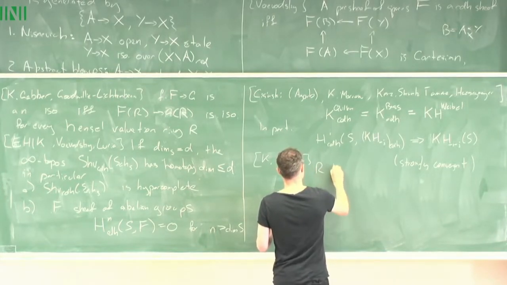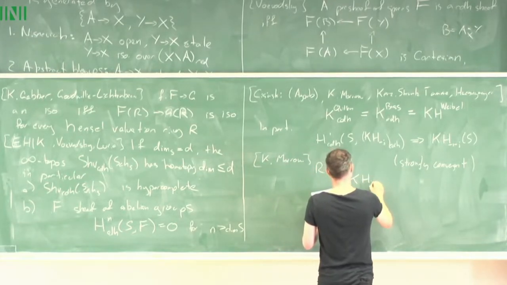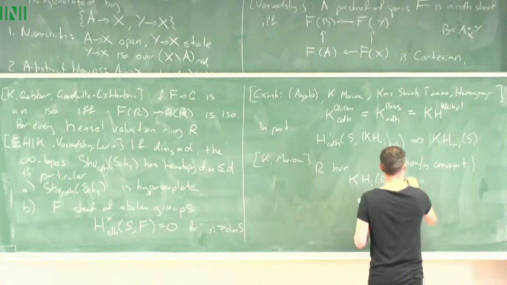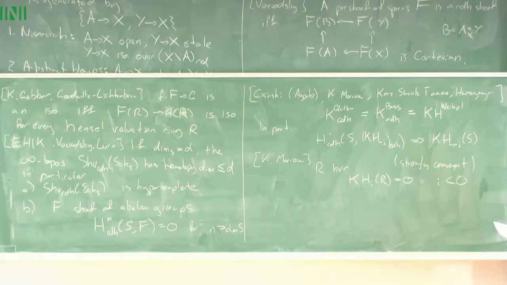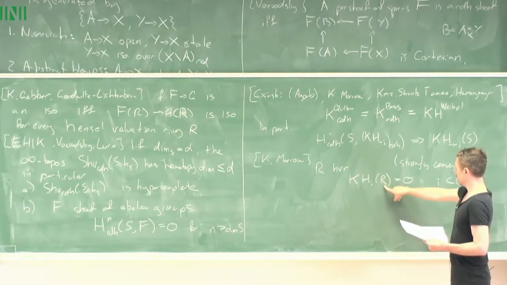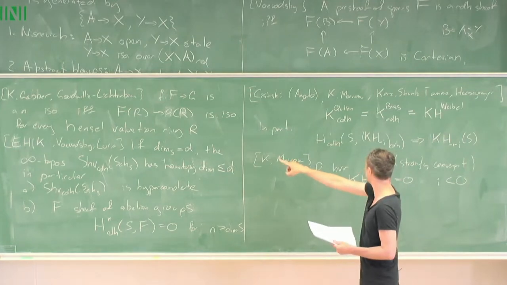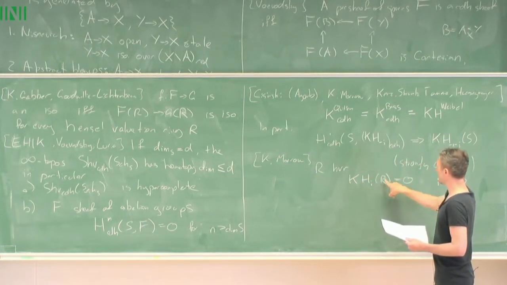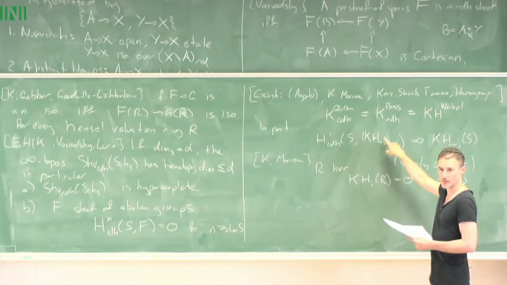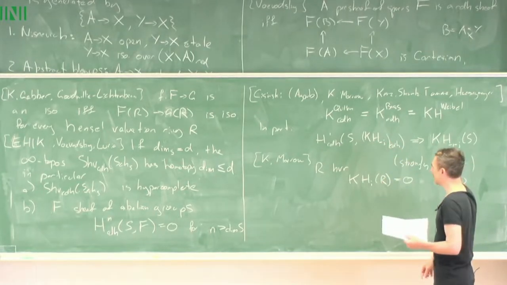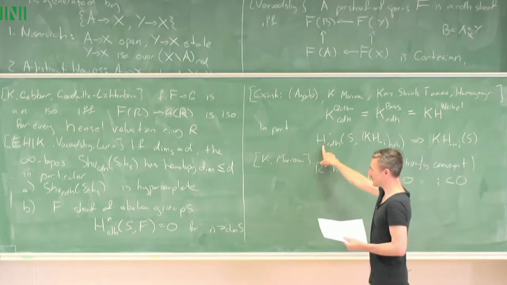So if R is a tensor valuation ring, then the K theory, the negative K theory, or homotopy invariant K theory vanishes. And since these are the fiber functors on this site, from this vanishing, you deduce that these CDH sheafifications vanish when negative J is negative. And you know also the bound on the cohomology from here.